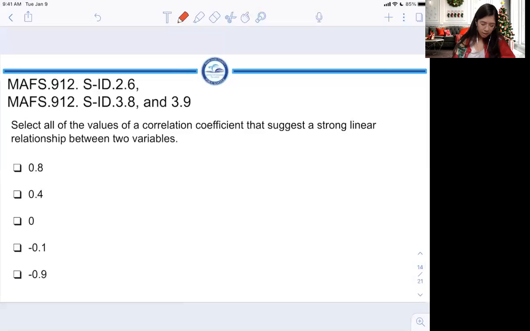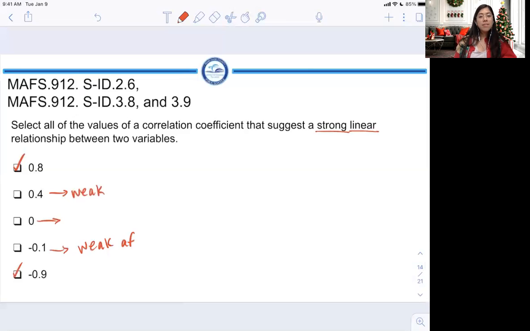All right, here we go. Select all of the values of a correlation coefficient that suggest a strong linear relationship. Select all. Is it asking for specifically positive? No, it's not. So it could be positive or negative. I think A and E. A and E. Good. Those are the only ones, because this would definitely be weak. This would be like weak AF.